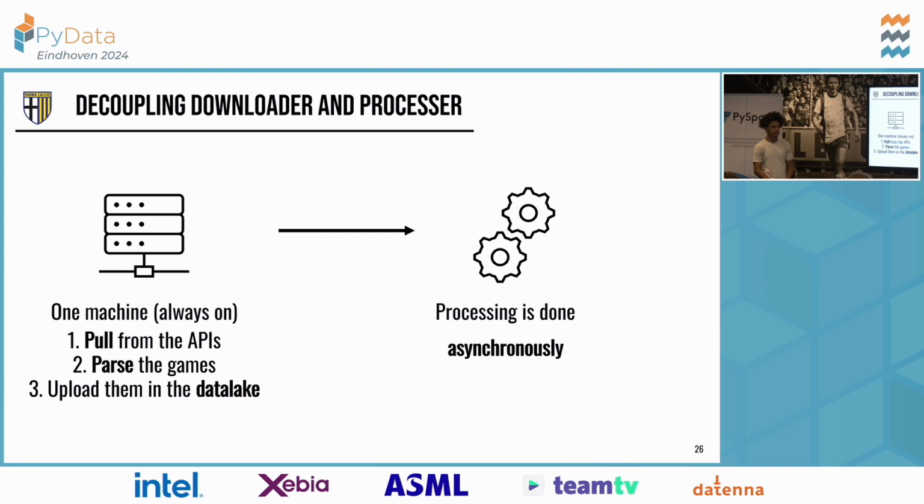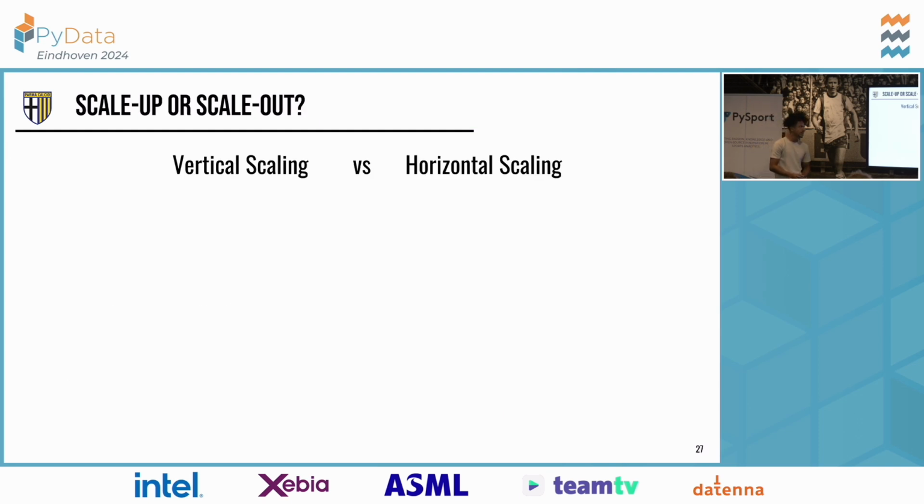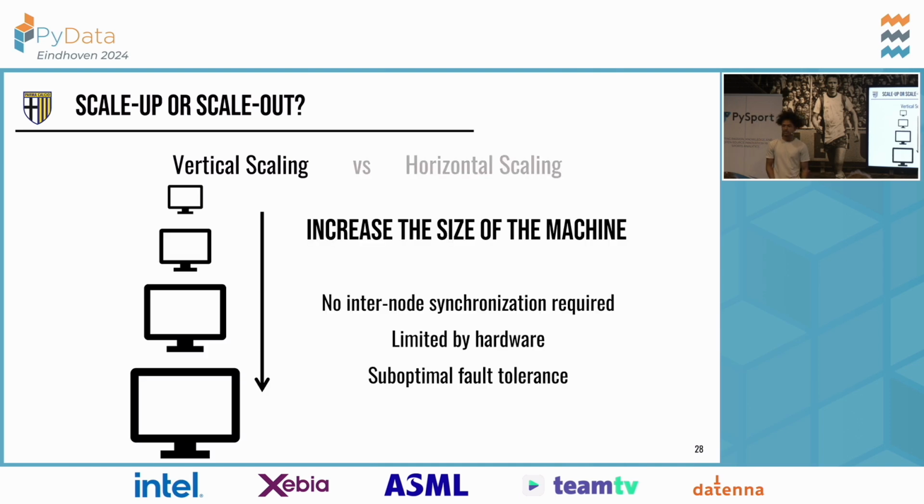And then once the event data and tracking data are in the data lake, we can process them asynchronously. So decoupling the downloader from the processor allows us to scale the processing part. And how do we want to scale? We have two options. We can either scale vertically or horizontally. Vertical scaling means increasing the size of the machine according to the volume that you want to process.